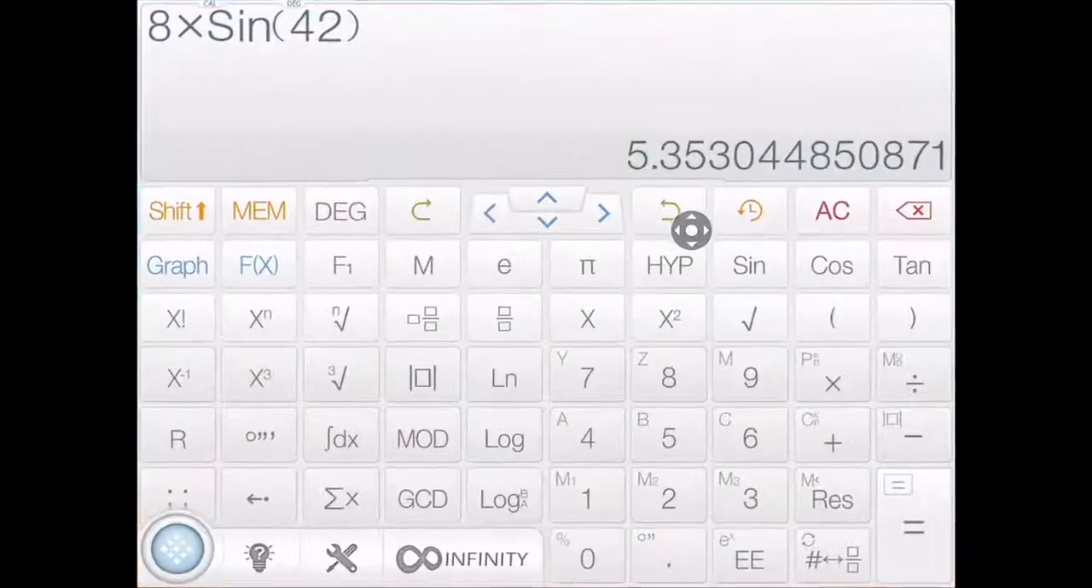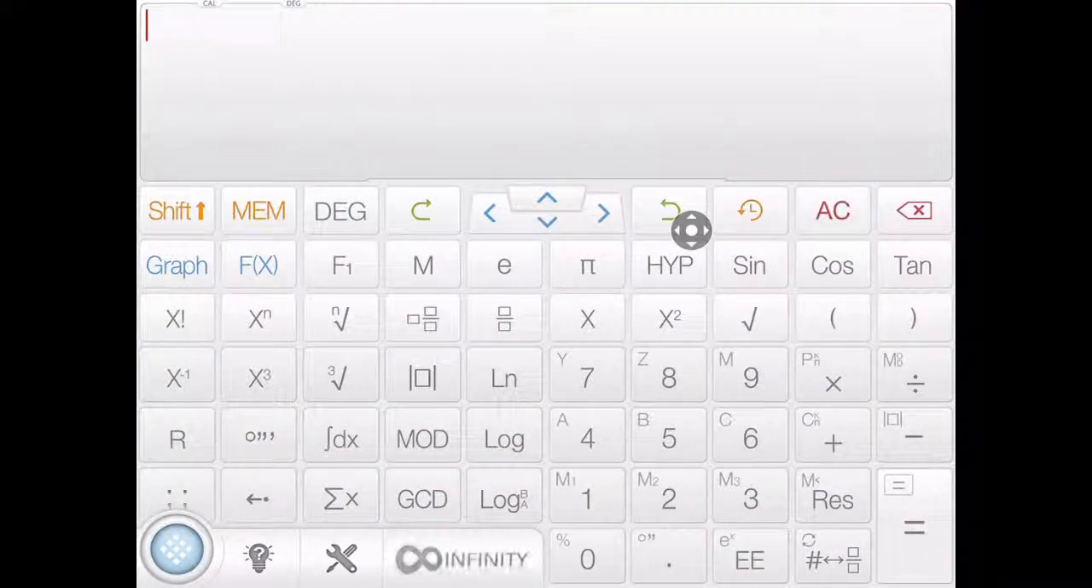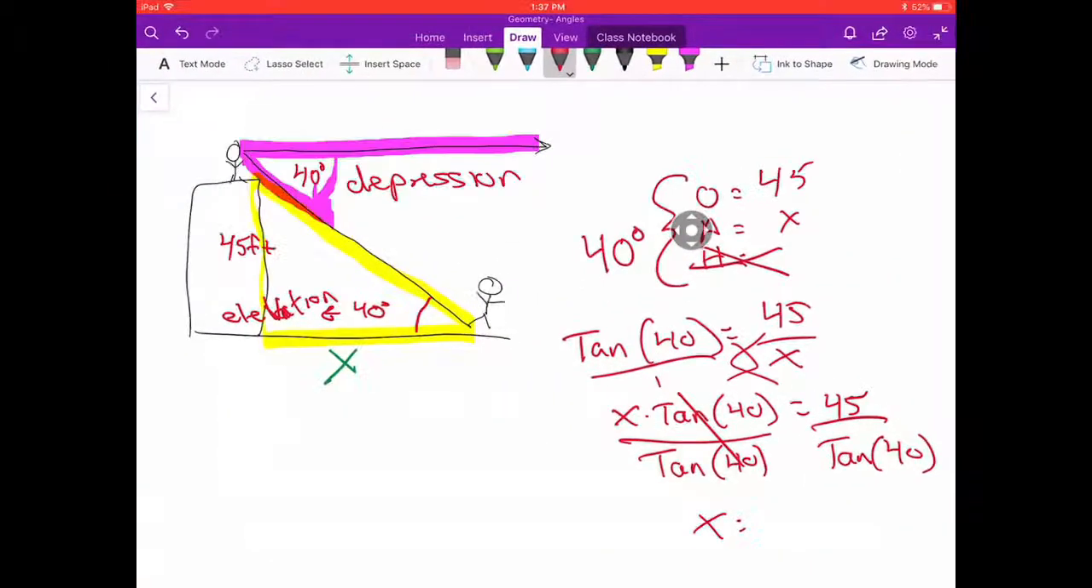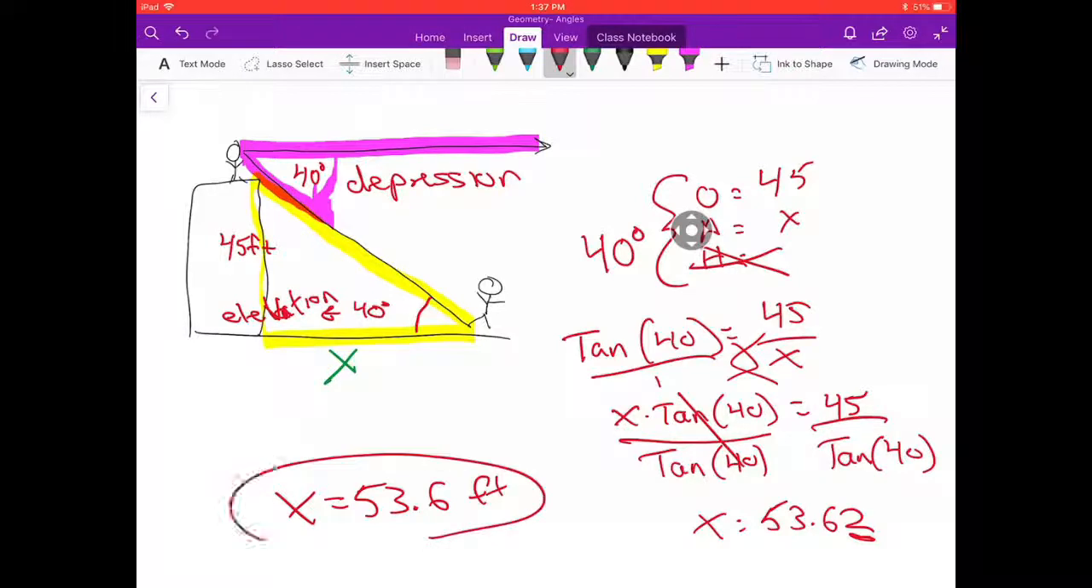So we go to our calculator and we have 45 divided by the tan of 40, and we get 53.62. Again, rounding to the nearest tenth, this 2 is going to force that 6 to stay the same, so our final answer is 53.6 feet.